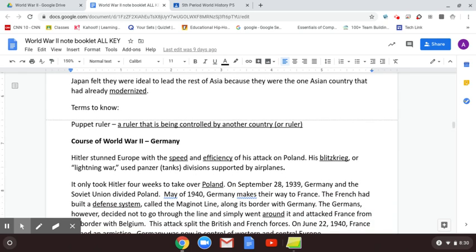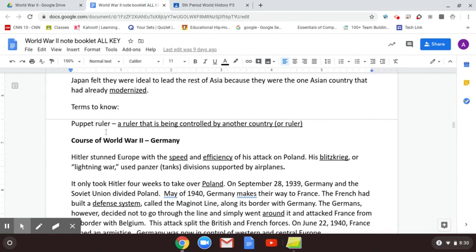So one of the terms you should know is puppet ruler. Think of a puppet, a person controlling a puppet. A puppet ruler is a person or ruler being controlled by another country or ruler. So if I am Germany and Austria is a puppet ruler, or the king of Austria, or whoever I put in charge in Austria is the puppet ruler, then they're doing whatever I say. I'm the one who's controlling the puppet, and their ruler isn't a real ruler. They're just doing whatever I'm saying. So it looks like they have someone in charge, but they're being controlled by someone else.